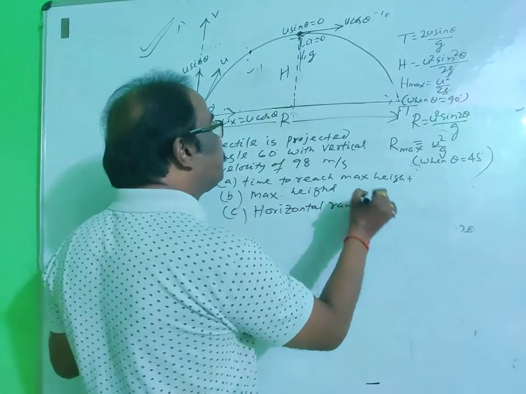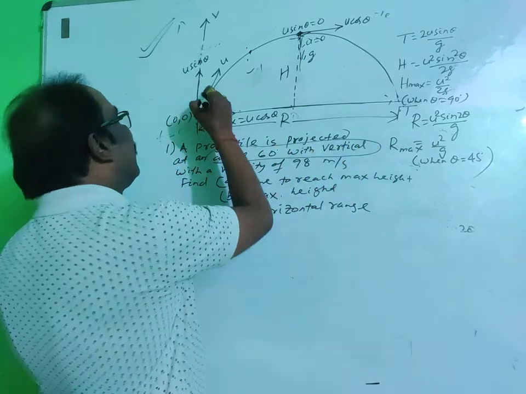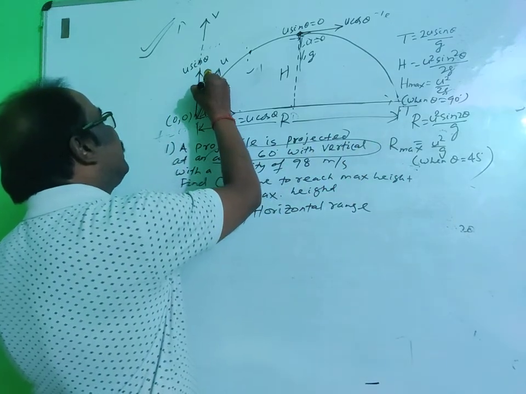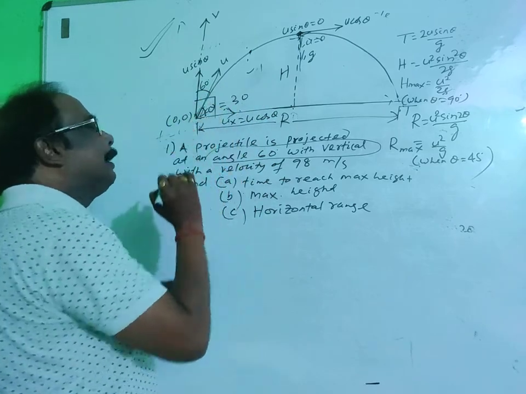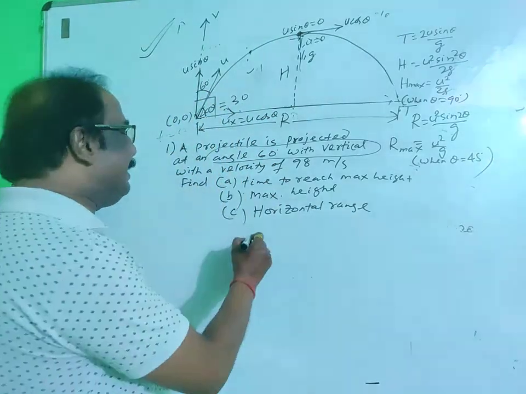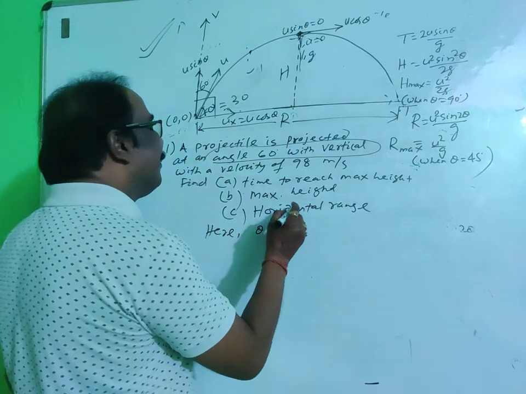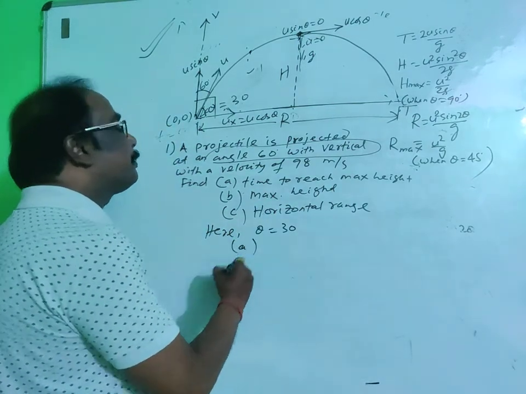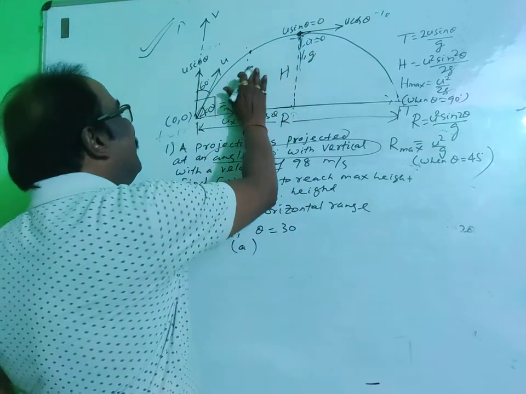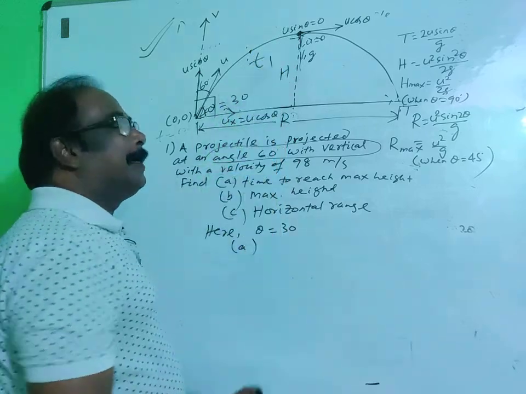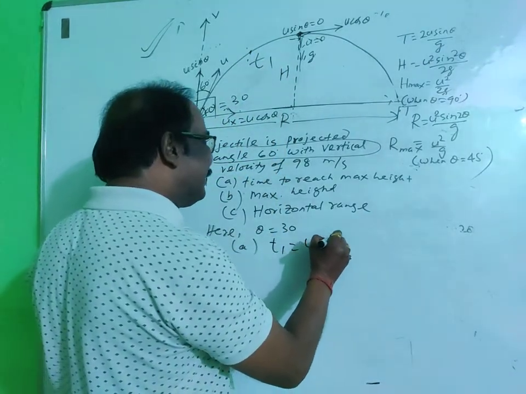See, first point is at an angle 60 degree with vertical. See, this angle is 60 degree with vertical, then our required angle is 30 degree because total angle is 90 degree. Then here theta is equal to 30 degree. Now, a bit time to reach maximum height, we know time to reach maximum height is time of ascent, and T1 is equal to U sin theta by g.